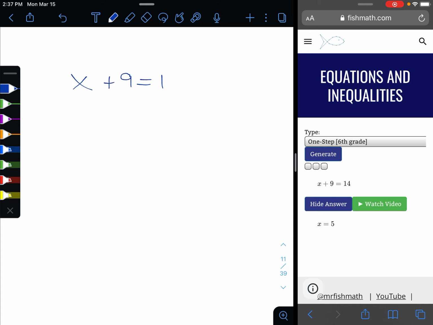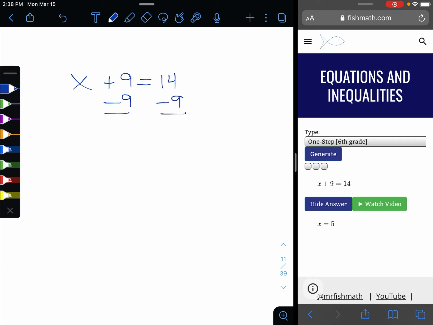So what we do to solve for x is we want to get x by itself. We call this isolating the variable. If we get x by itself, then it'll be x equals our answer for x. So we have to get rid of the plus 9 in order to get x by itself. This plus 9 is in the way. To do that, we're going to undo adding 9 with the opposite of adding 9. So the opposite of adding would be subtracting. So we're going to subtract 9 from both sides of our equation.